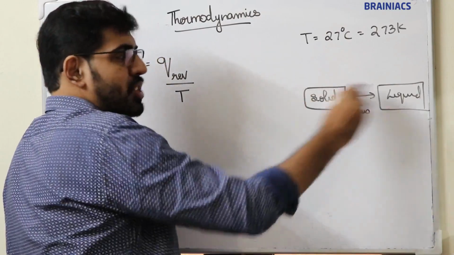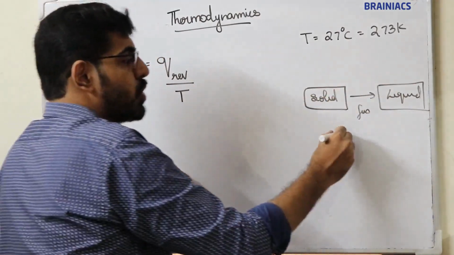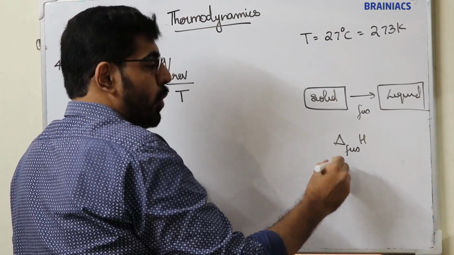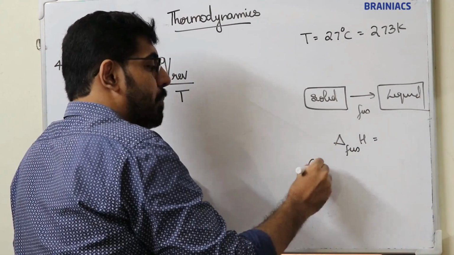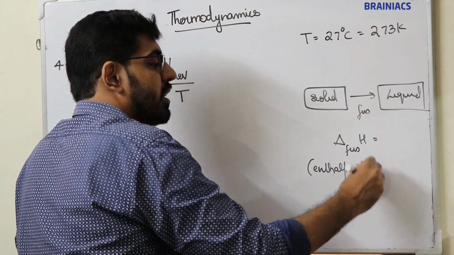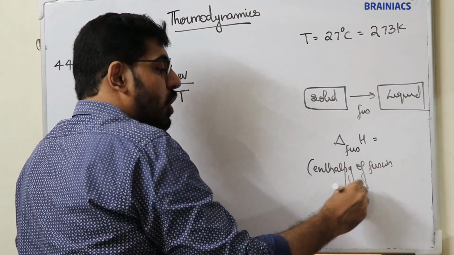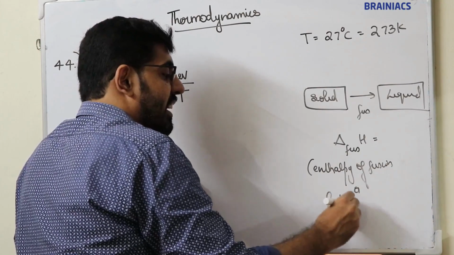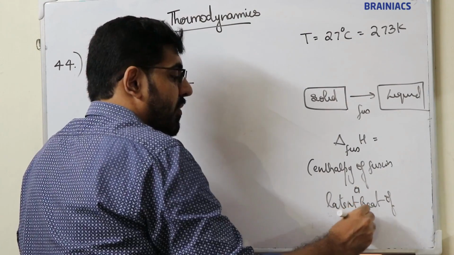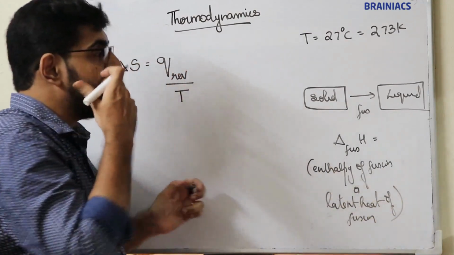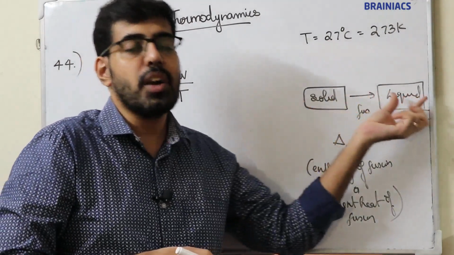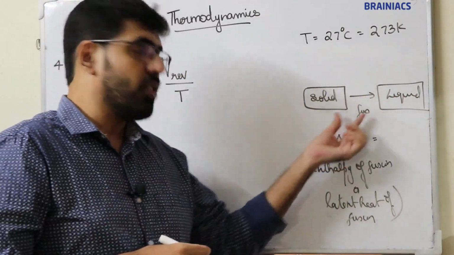And enthalpy change during fusion reaction is known as enthalpy of fusion. It is also known as latent heat of fusion. So at 27 degrees Celsius, that is 273 Kelvin, 1 mole of solid is converted to liquid. That process is known as fusion reaction.